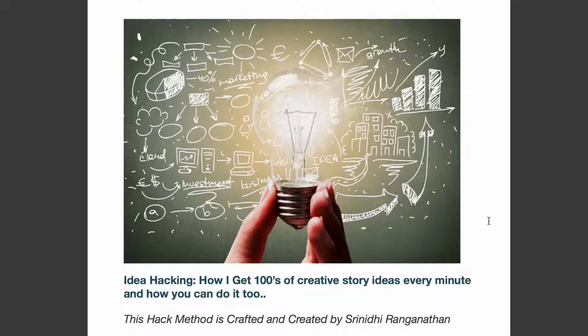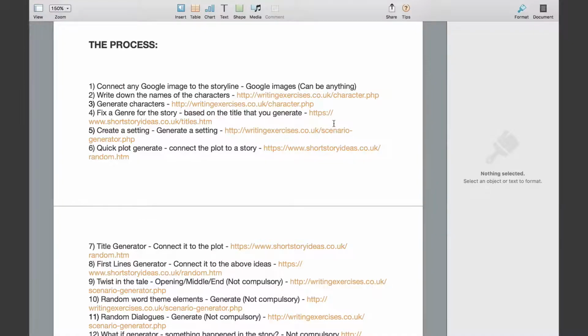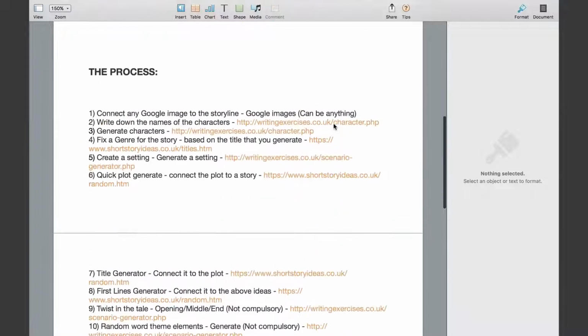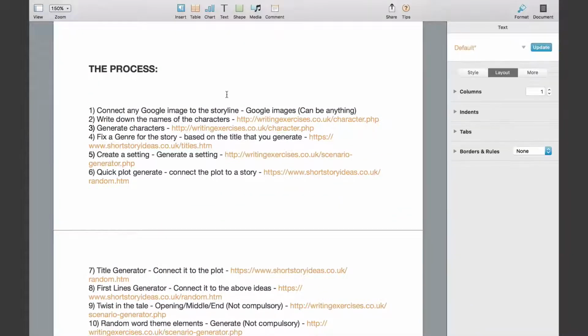Now we are going to crack all the ideas related to story and creative story writing. Let's begin. Okay, we are all set for the actual process that you see over here. This is a 15-step process for the story arc, and we are starting off by following this process. The first step would be to connect any Google image to the storyline. I'll tell you how that works.